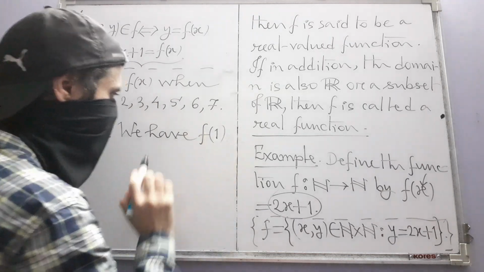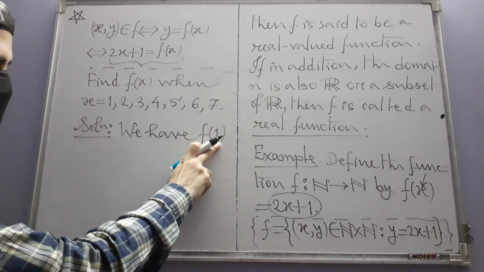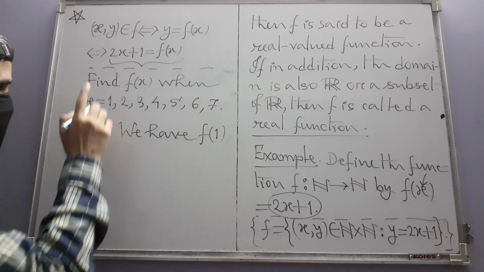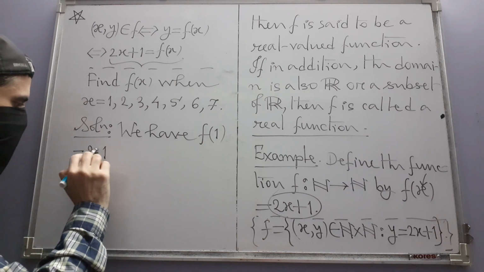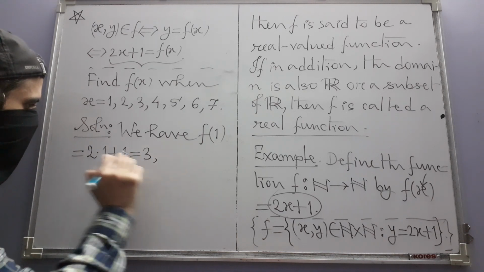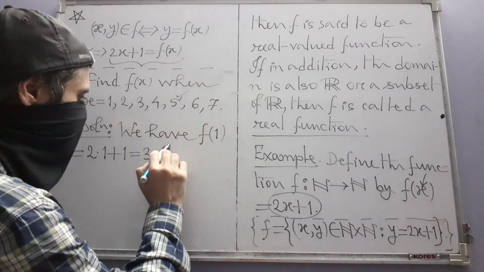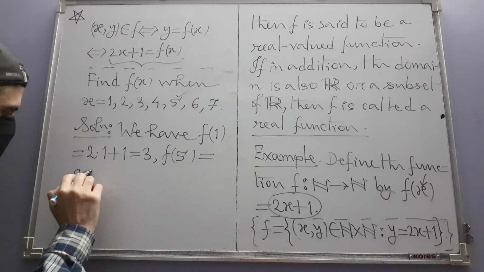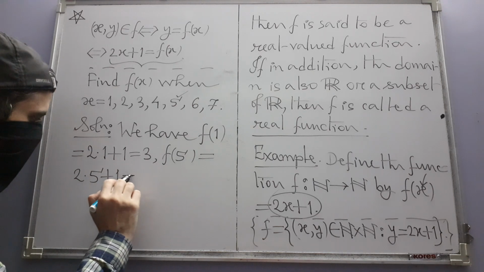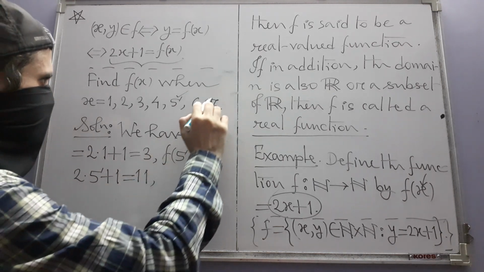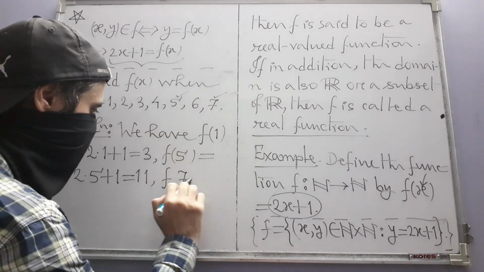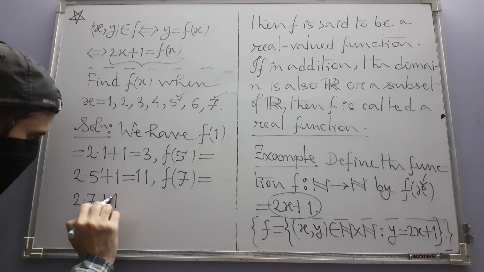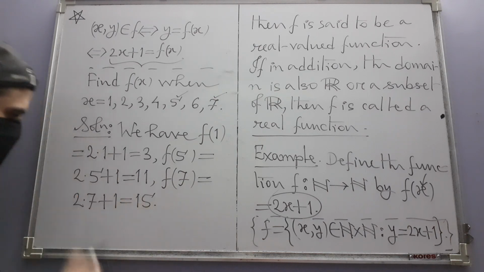This is how you should write. The value of the function when the input is 1, or f of 1, is equal to 2 times 1 plus 1, that is 3, and let me calculate f of 5. This is 2 times 5 plus 1, that is 11, and let me calculate f of 7. So this is 15.